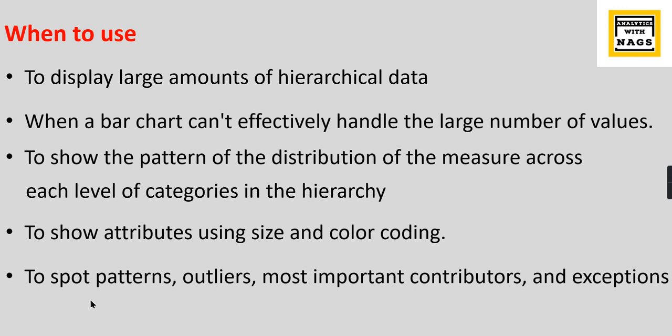And the final use is to spot patterns, outliers, most important contributors and exceptions. Basically, when you see the tree map, the higher contributor of a particular member will be displayed at the leftmost. The lower contribution will be shown at the bottom right corner. So these are the things you can analyze using a tree map. Let's jump into a demo and understand it better.